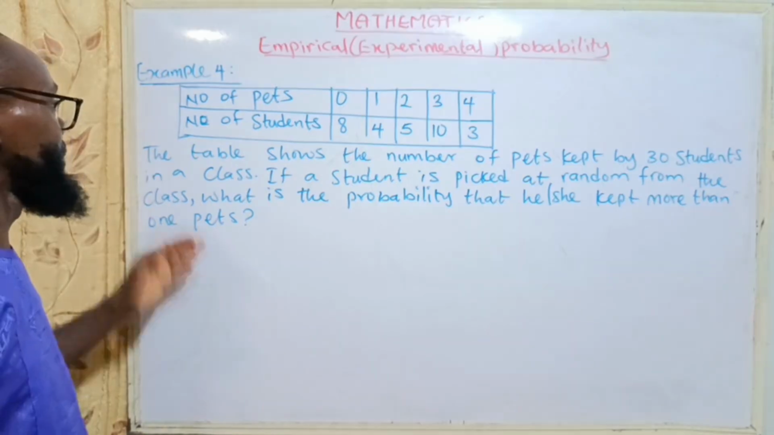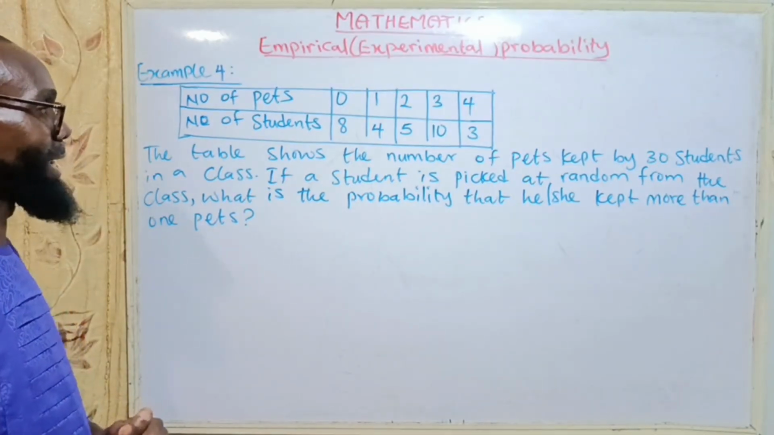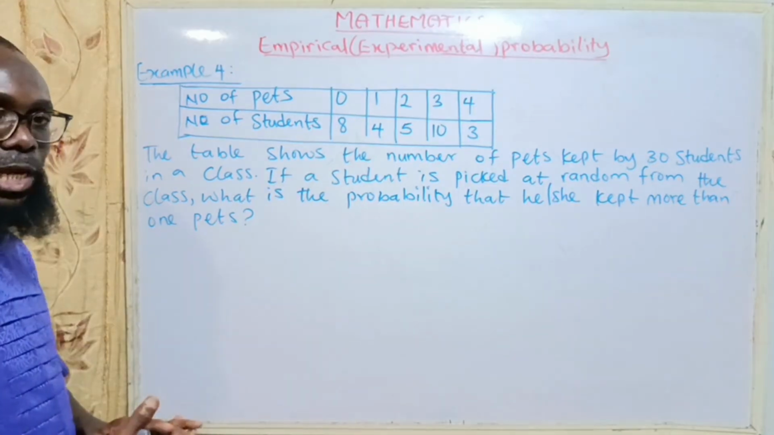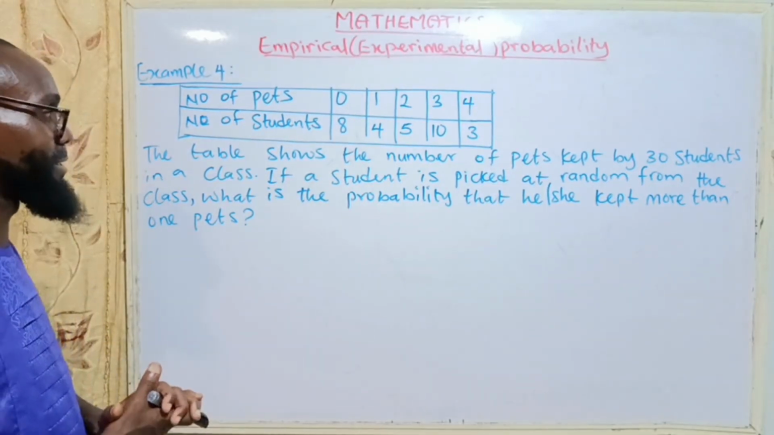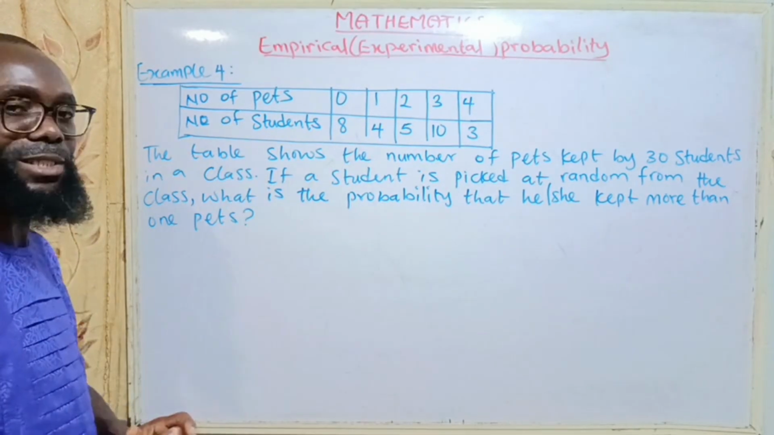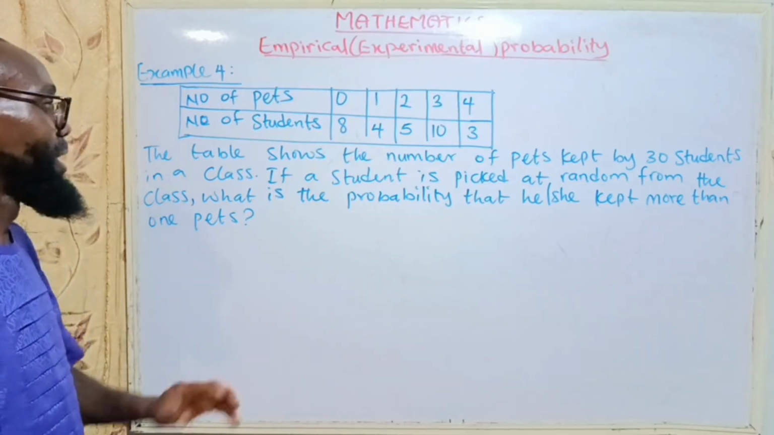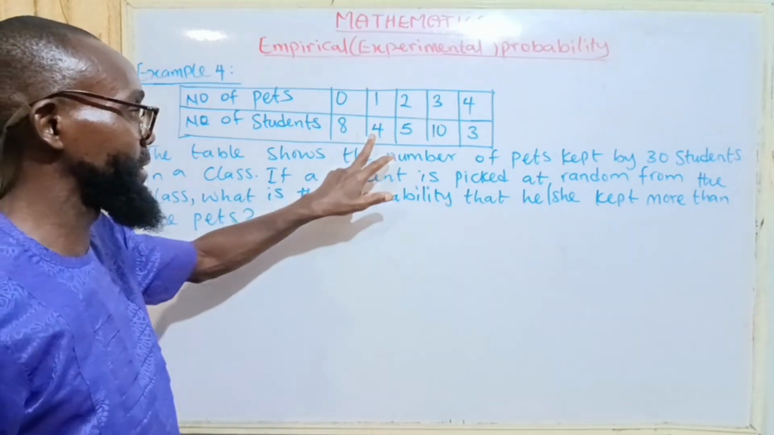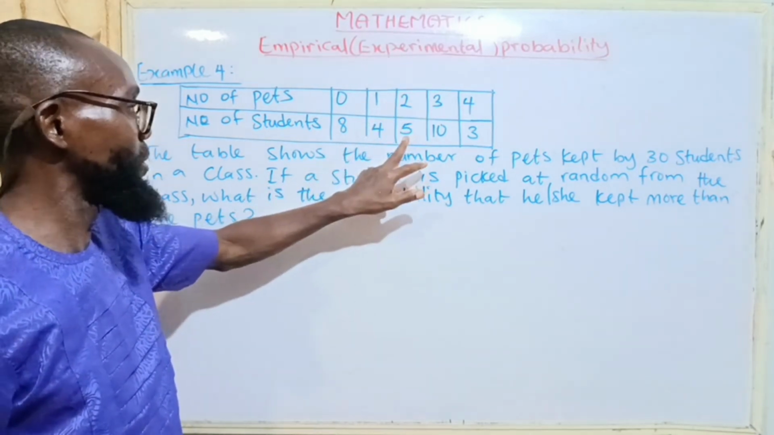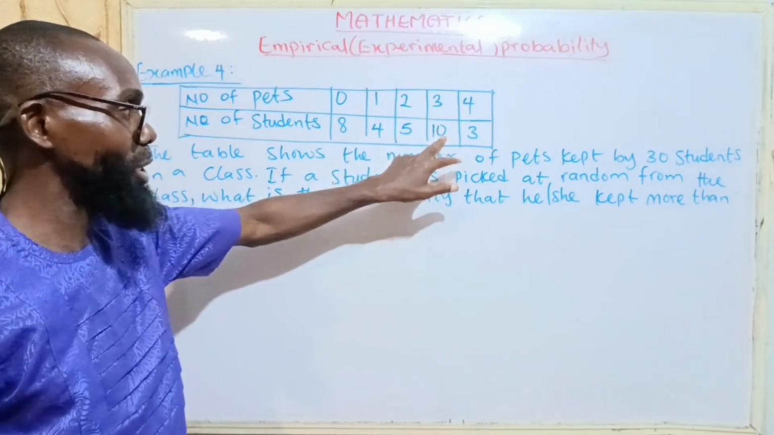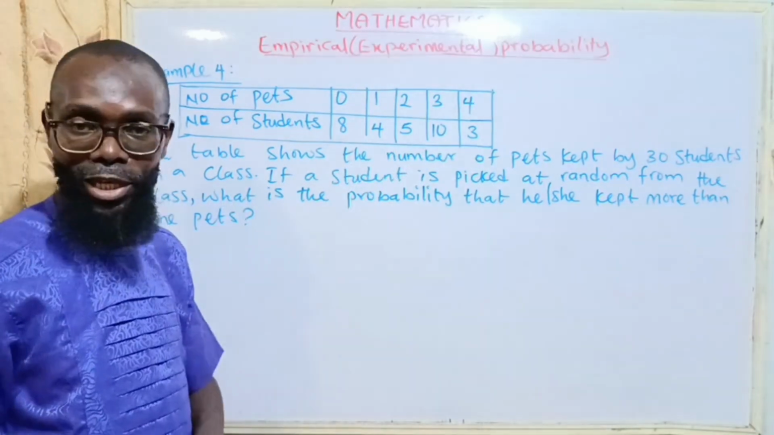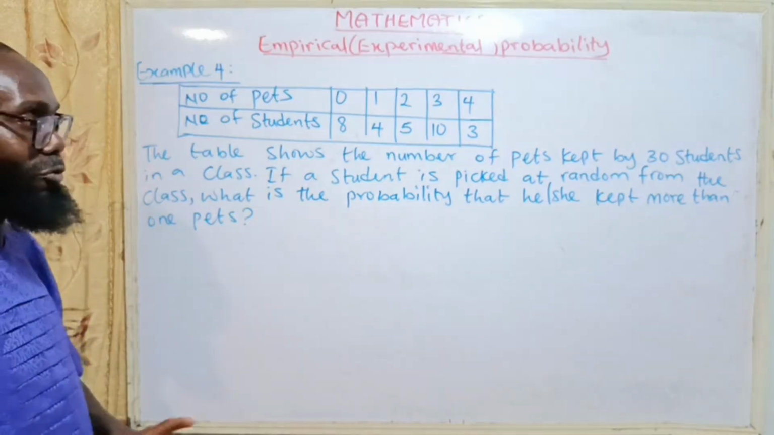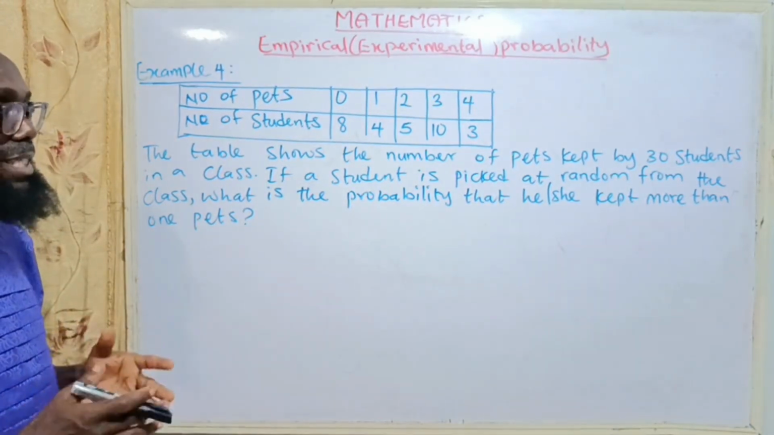Example 4. Given this table, number of pets 0, 1, 2, 3, 4. Then the number of students that own the pets. 8 students have no pets. 4 students have 1 pet. 5 students have 2 pets. 10 students have 3 pets. While 3 students have 4 pets. The table shows the number of pets kept by 30 students.